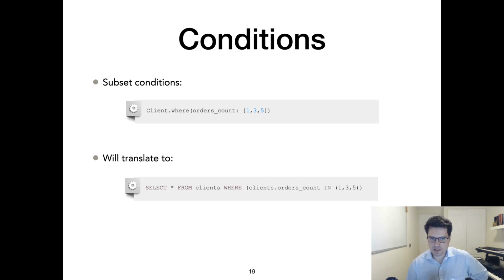All right. So if you'd like to use some subset conditioning, such as this, you got orders count 1, 3, 5. You got the equivalent SQL, and you realize that you're basically filtering by clients that have 1, 3, or 5 orders. So it's quite intuitive to use conditions, as it is very similar to just regular SQL. The different thing is that here you'll be replacing those question marks with actual values that come from variables, that come from parameters of your method or constants.